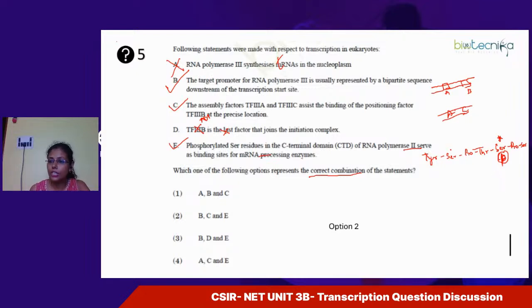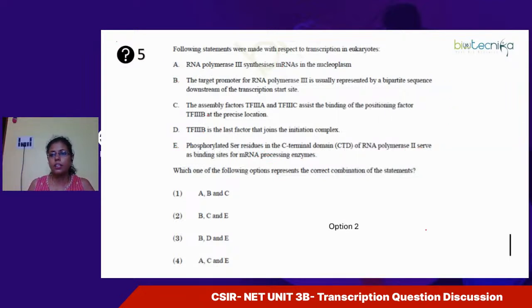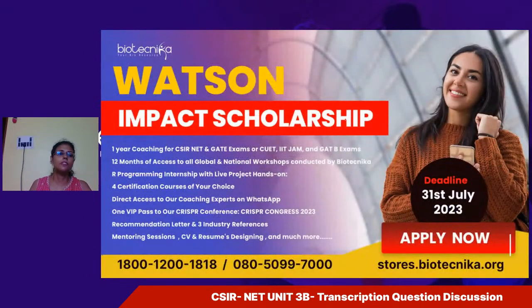After that, the elongation factor phosphorylates the second serine, which recruits the capping enzymes and the other splicing enzymes and all. Okay, so these serine residues are very, very important not only in the initiation of your transcription but rather in the processivity as well.